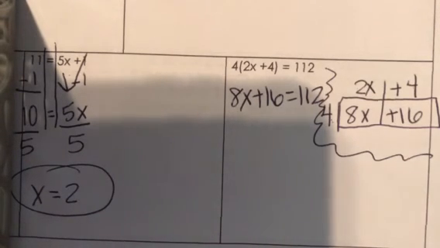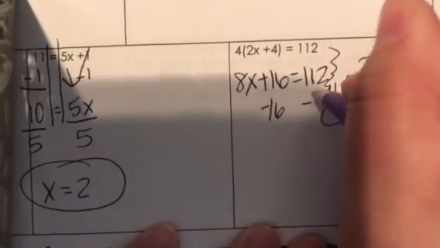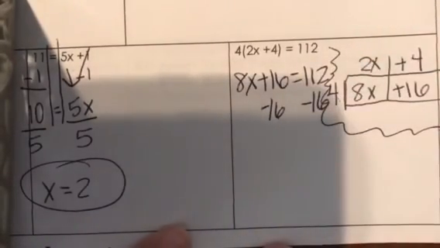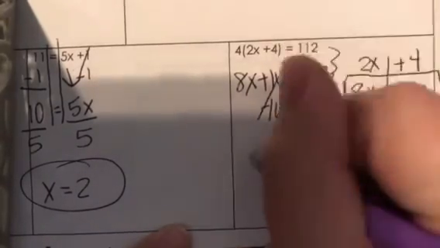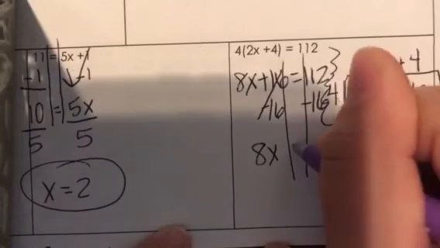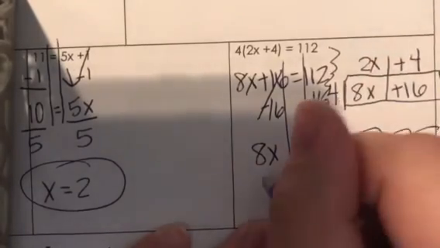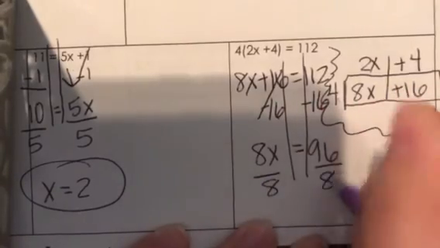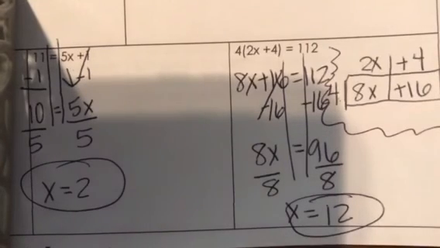Alright? So now that I've used distributive property on this side, please do not forget to go through and solve the problem. You are going to subtract 16 from both sides. You're left with 8x is equal to 96. Divide by 8, and you have x is equal to 12.